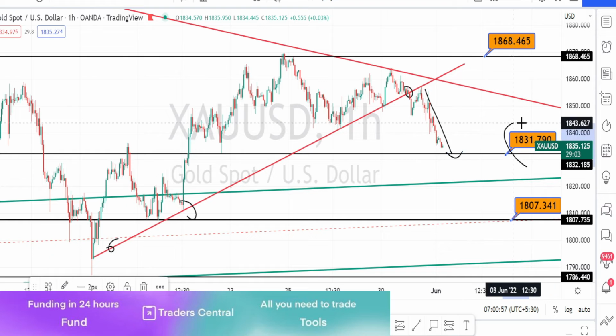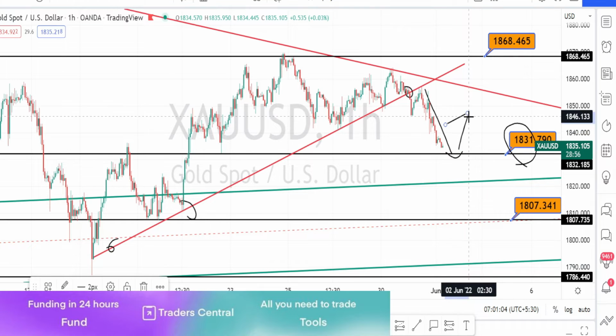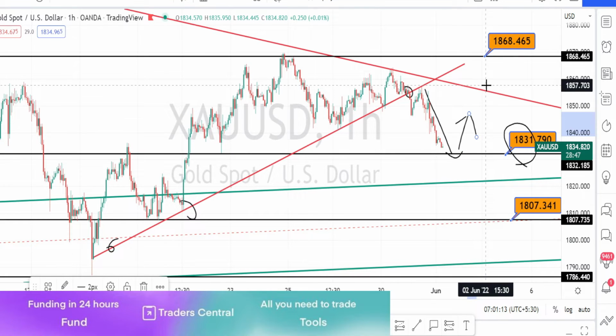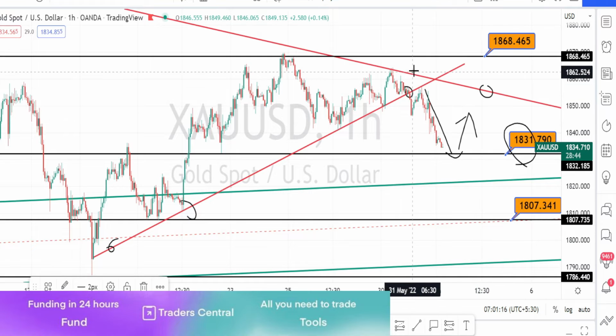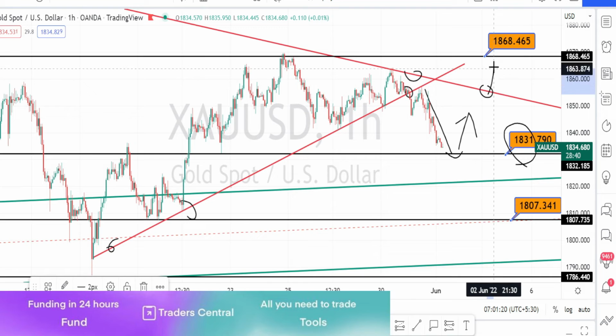Wait for the price action to take support on the higher time frame support level of 1831 and to bounce back on the bullish side. If the price action bounces back, next level of resistance is going to be the 4 hours time frame resistance line, and if the price action breaks this resistance line, we can expect it to retest on the higher time frame resistance level of 1868.